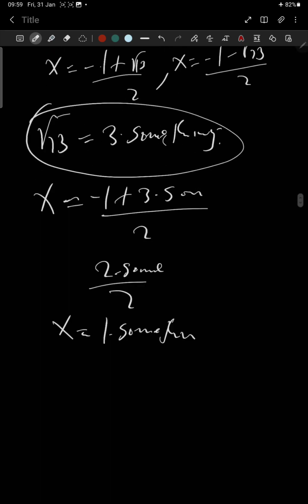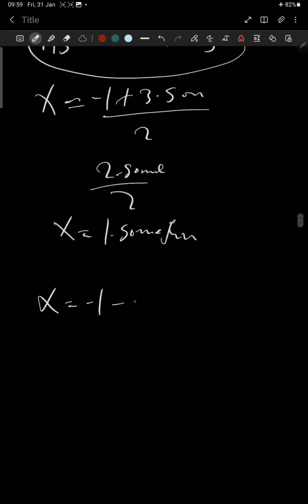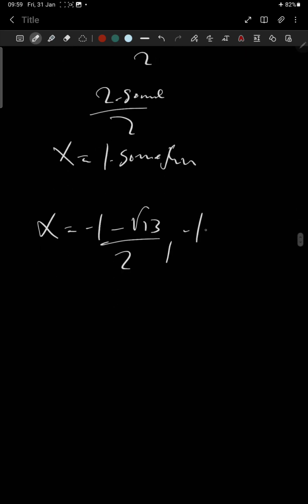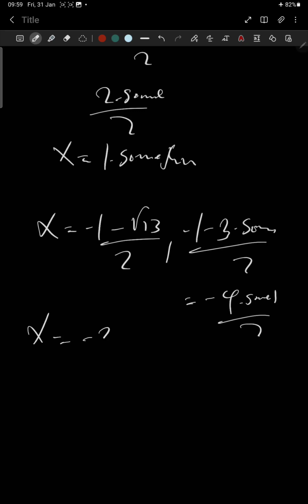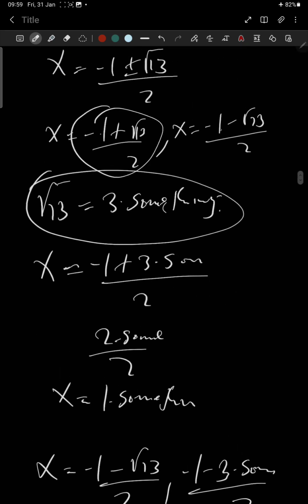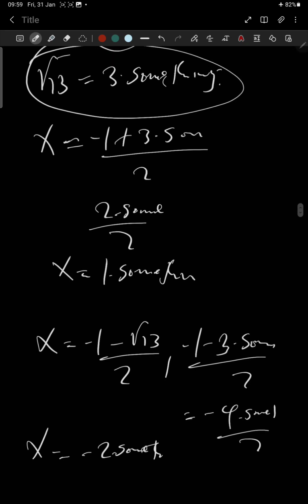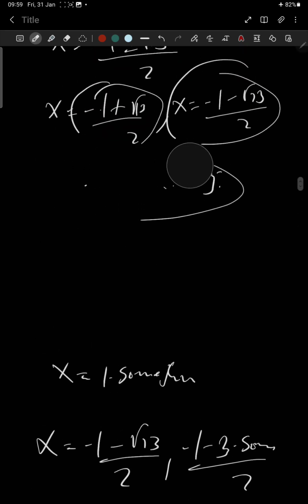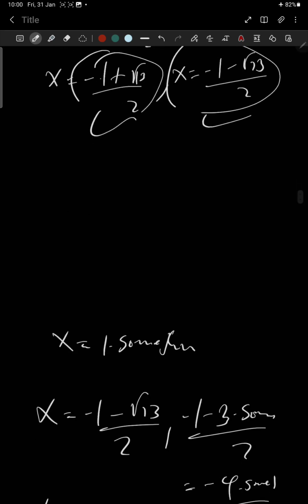Now for x equal to negative 1 minus the square root of 13 over 2, this is the same as negative 1 minus 3 point something over 2. This is negative 4 point something over 2, which is negative 2 point something. I want you to keep this in mind: this one is 1 point something, this one is negative 2 point something. So these two are my vertical asymptotes.